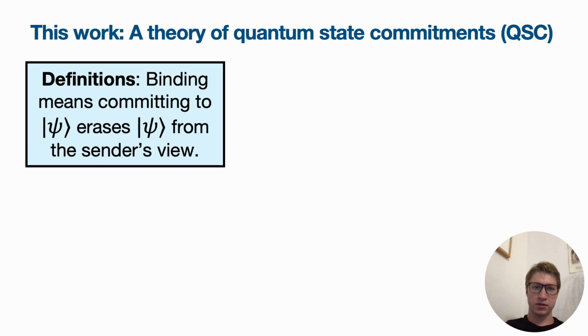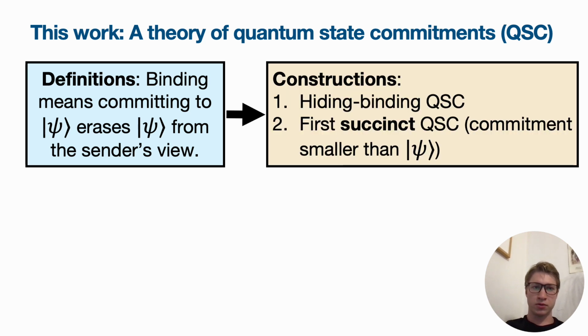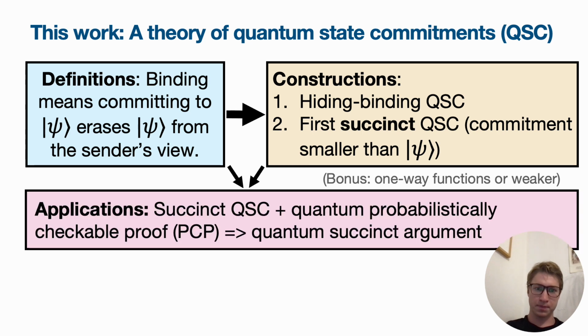So first, we'll argue that binding means that committing to a state psi erases psi from the sender's point of view. And using this definition, we'll be able to first of all show that the folklore commitment scheme we just described is indeed a hiding and binding QSC, and we'll also be able to construct the first succinct QSCs. And by succinct, we mean that the commitment is shorter than the message we're committing to. So as a bonus, we'll actually be able to do this all with one-way functions or potentially even weaker. So this is in contrast to the classical setting where succinct commitments require collision-resistant hash functions. And it's believed that one-way functions are weaker.